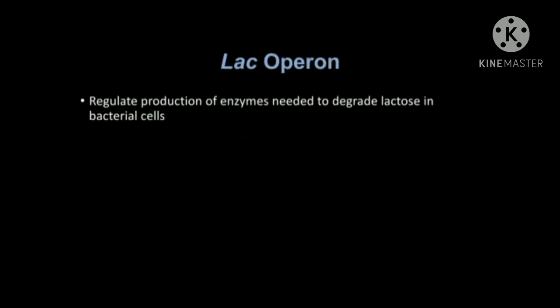First type of operon is lac operon. So, lac operon is a cluster of genes that regulate the production of enzymes which are needed to degrade lactose in bacterial cells. So, in lac operon, lactose is a key metabolic substance which acts as an inducer. It's actually allolactose, but we consider lactose as an inducer because allolactose is derived from lactose.